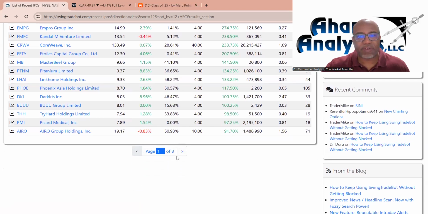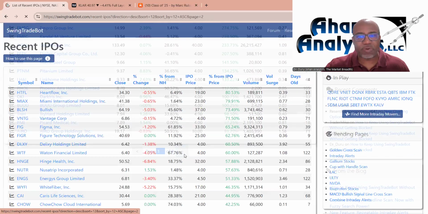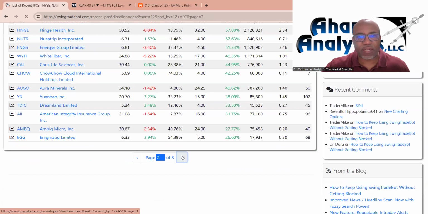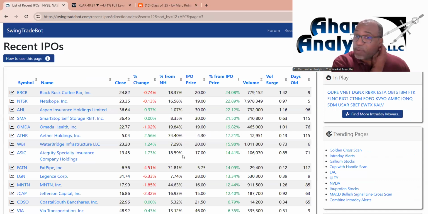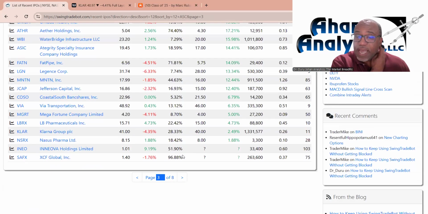So you see there's 8 pages of IPOs. I'm going to scroll through. You see a lot of big winners. This is again from IPO price, not the open price. And look at that. We've already run out of stocks after the third page that have gains from their IPO price. Again, not the open price.